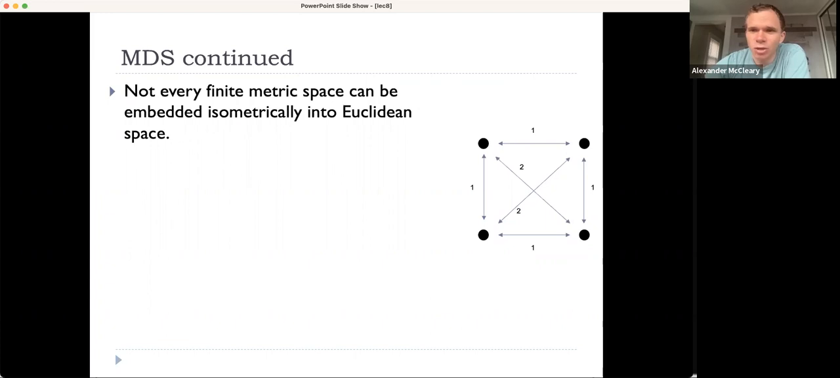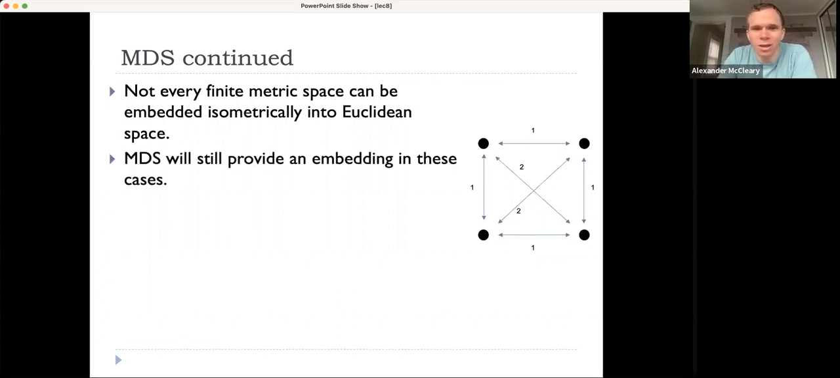So this is an issue, right? Because for MDS, we want to take our data set and embed it into Euclidean space, but this is saying we can't always do that. So what MDS will do is it will still give us an embedding. It's just that the embedding won't perfectly preserve distances. So it's not a perfect technique, but it'll still give us an embedding, and it'll still give us a way of visualizing this data.